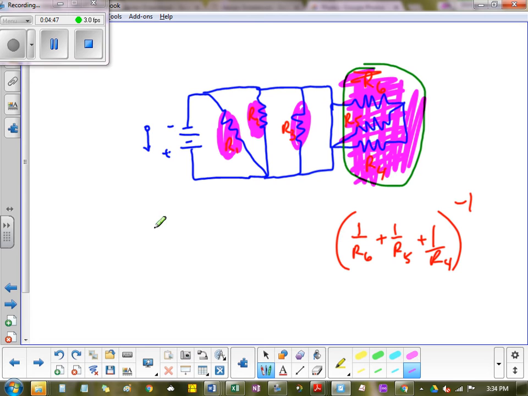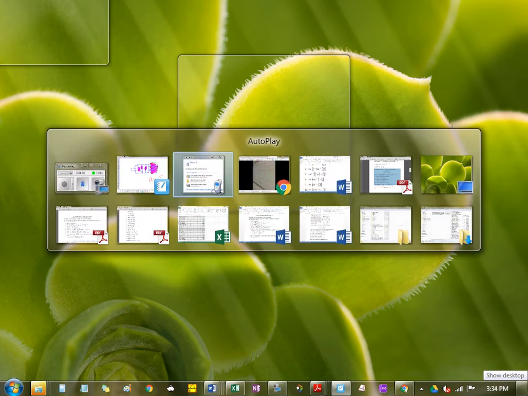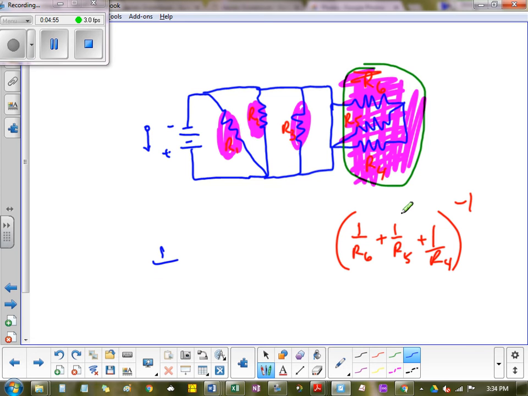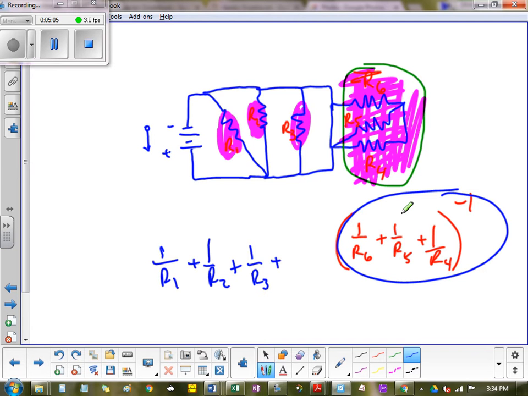So then you would take 1 over R1 and 1 over R2 and 1 over R3, and then 1 over the pink answer you just got. And then you would take all that and flip it over. So it turns out actually all 6 of these resistors are in parallel one with another.